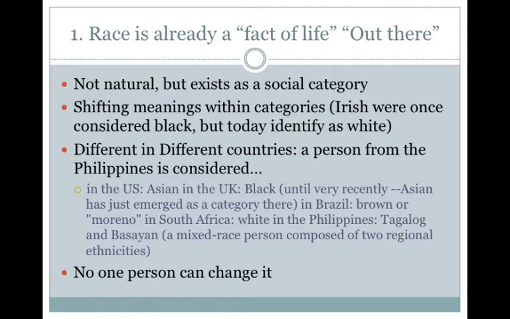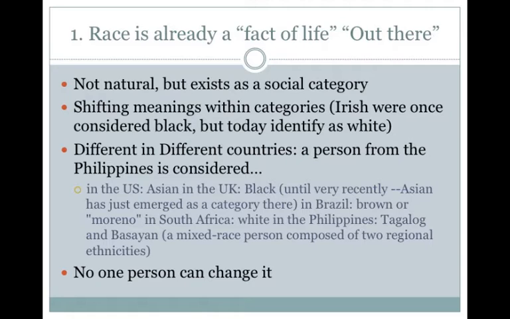In fact, one of the things we're seeing is a lot of transnational immigration happening from one country to the next, and so understanding race has become that much more important. For instance, a person from the Philippines is a really interesting case, because in the U.S., someone from the Philippines is considered Asian, but in the UK or Britain, they are considered black. Until very recently, Asian has become a category there, but that's fairly recent. In Brazil, a person from the Philippines would be considered brown or moreno. In South Africa, a person from the Philippines is considered white. And in the Philippines, it's based on ethnicity, so it's Tagalog or Basayan, which is a mixed-race person composed of two regional ethnicities. So you can see how race as a social construct does really depend on the historical time and the place as a way to determine that.